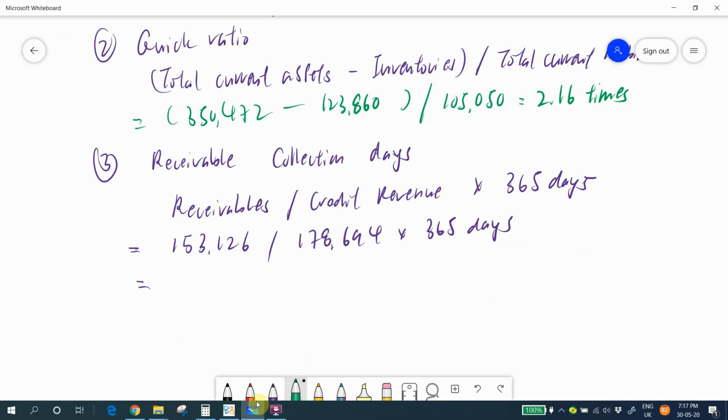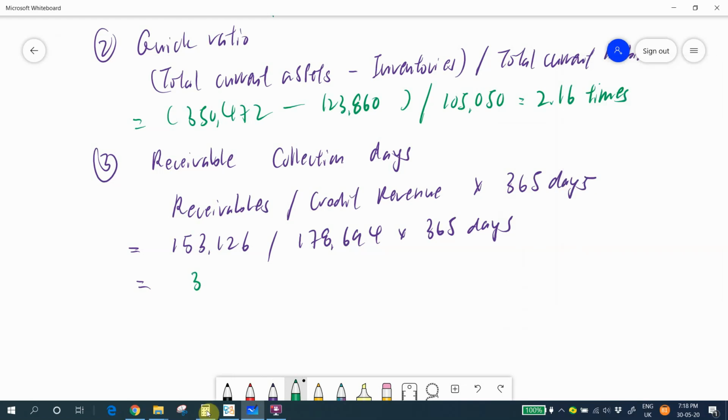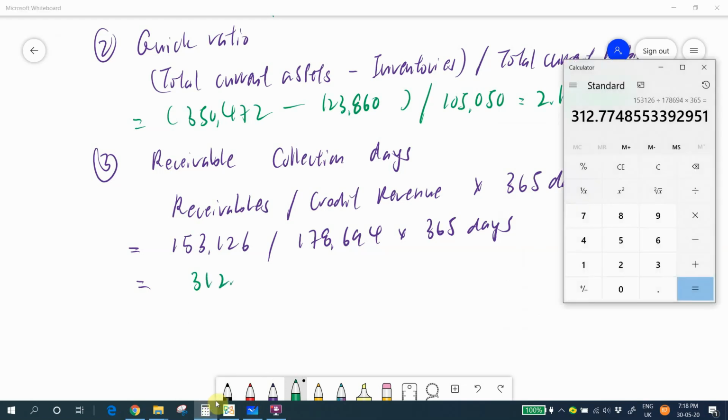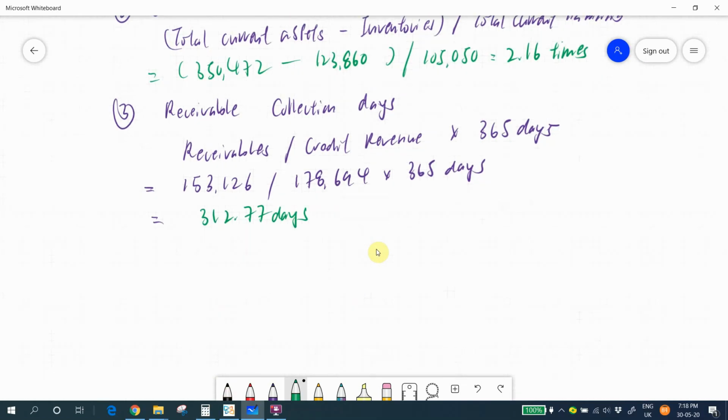So our answer, it means that for this company, their customer may need to take 312.77 days to make the repayment. It means that they collect quite slow from their customer. Alright, so here may indicate that they may have a poor customer control management.